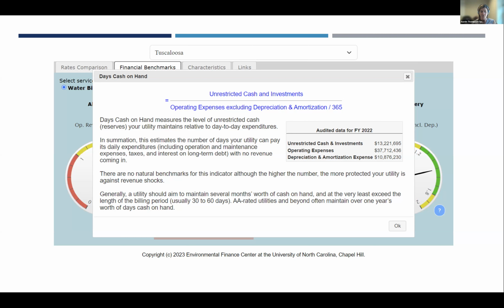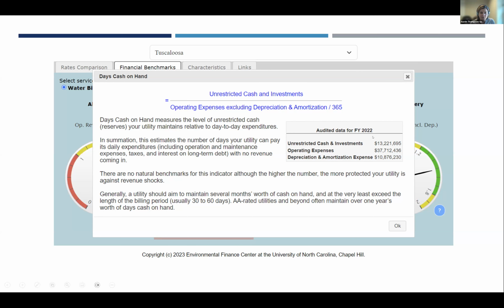The shock of not bringing in any sort of revenue is obviously very rare. Natural disasters tend to be the most obvious example of where there might be a shock where revenues don't come in anymore. But this is, again, an important indicator in terms of just making sure that you have cash on hand in case something comes up.